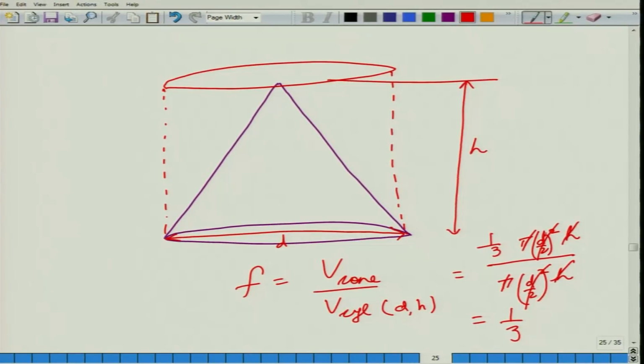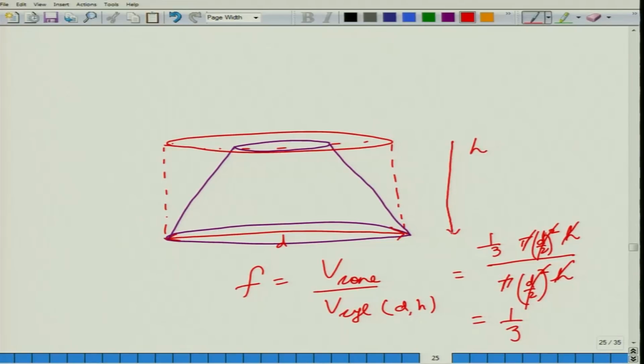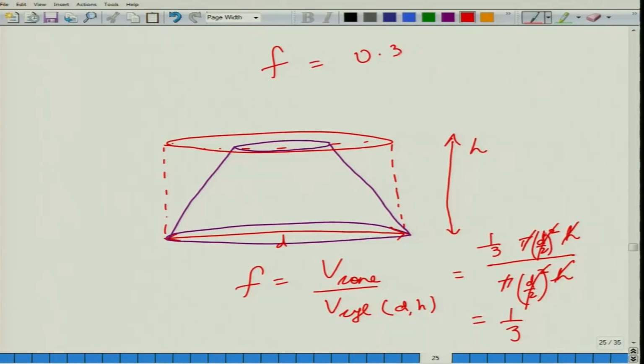Now, if we calculated the form factor for a conoid, or say for a frustum of a cone, suppose your cone did not go till the end, but it went till here. Suppose you wanted to calculate the form factor for this figure. So, here the volume of the cylinder would be the volume of this cylinder with the same height as that of the conoid. What would be the form factor? Now, it turns out that in this case the form factor would be in the range of 0.3 to 0.45.